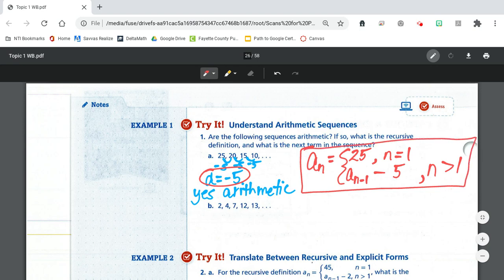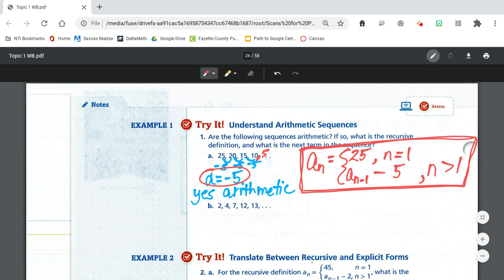Now, it does also say, what's the next term in the sequence? I can find that by subtracting 5 again and get 5. Now, I do want to say that this notation that's boxed in, this is how you would see it printed out in a book of the recursive definition. It's set up as a piecewise function.